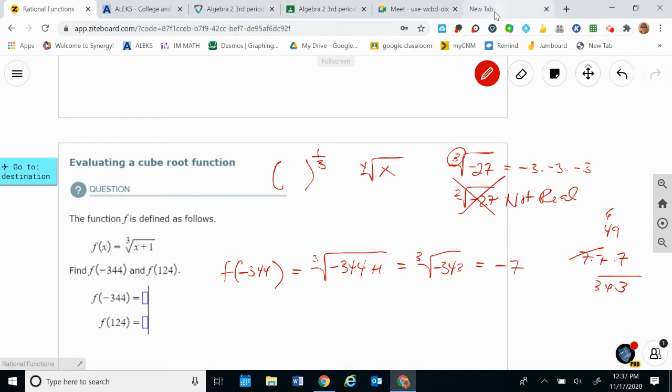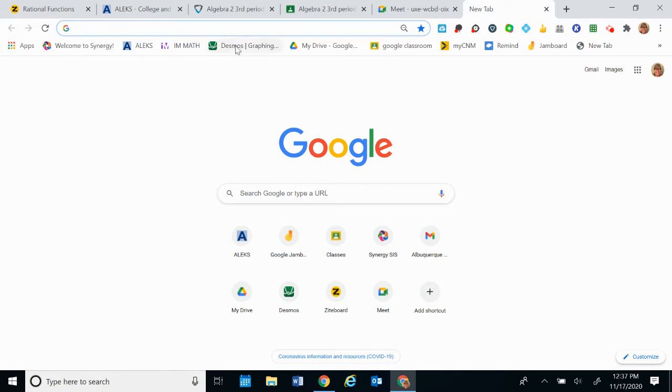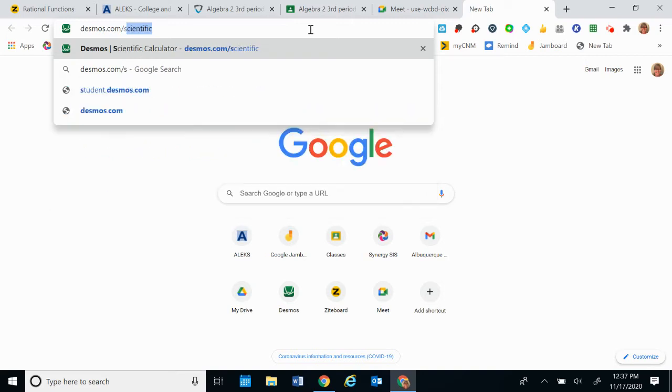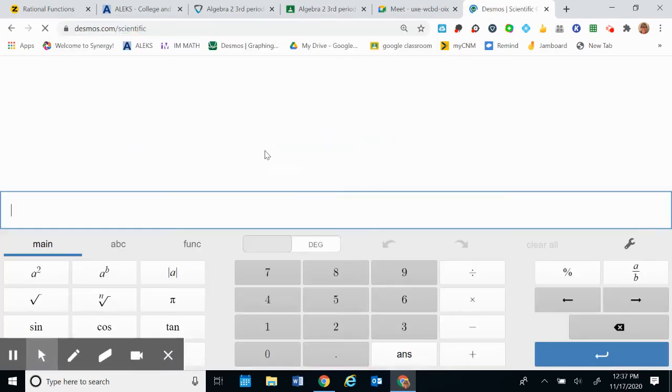But you guys can go into Desmos, scientific again, Desmos. And then you can see right here, it has that function. So you can put the cubed root on the outside and you could put -343 and look what happens. It gives you the answer right. So you can plug it in there if you want to.